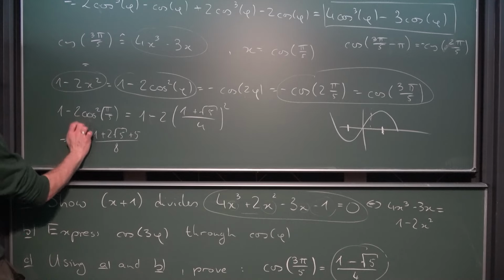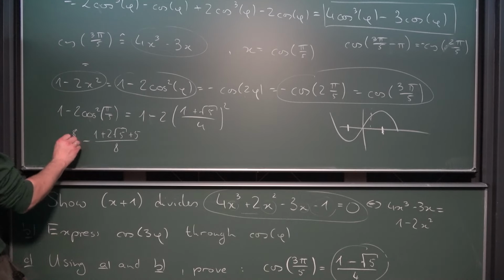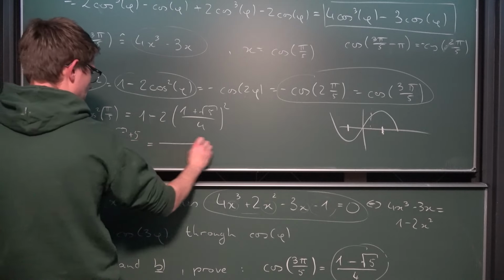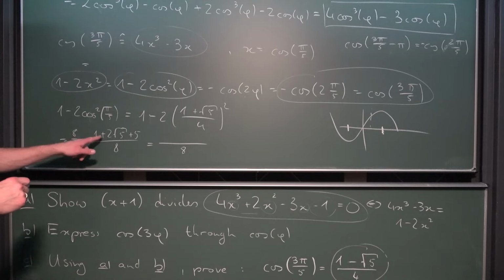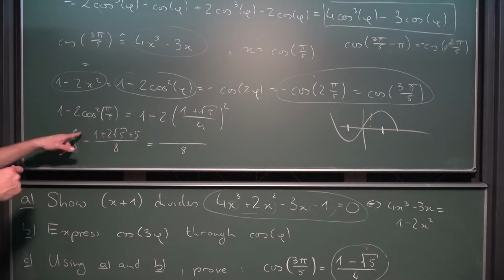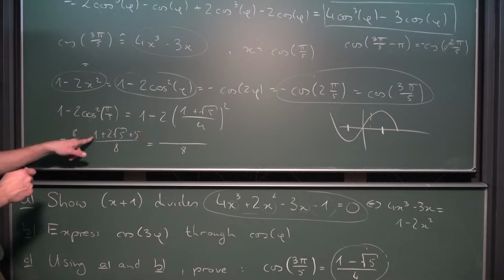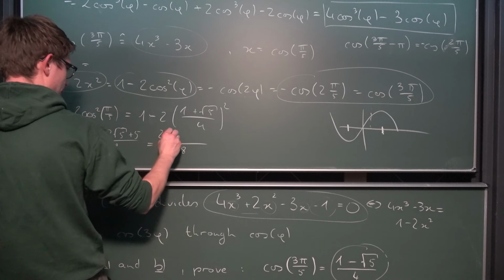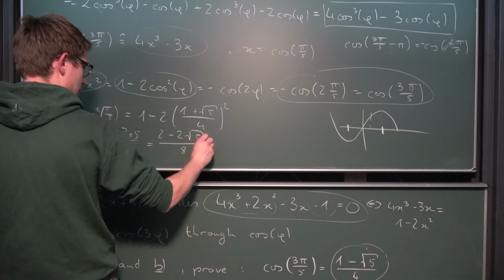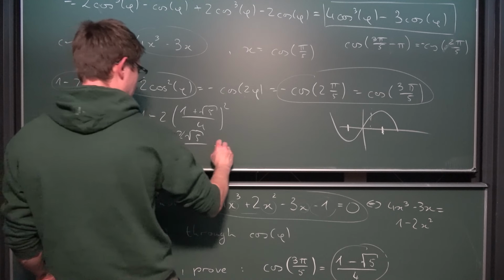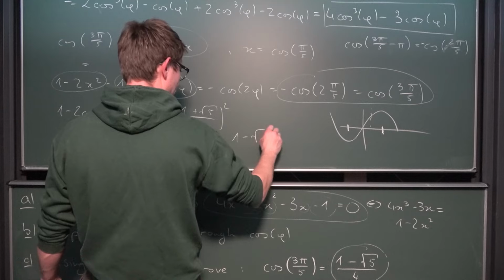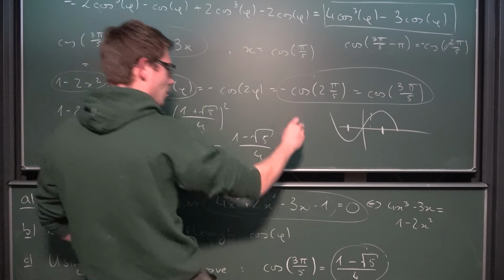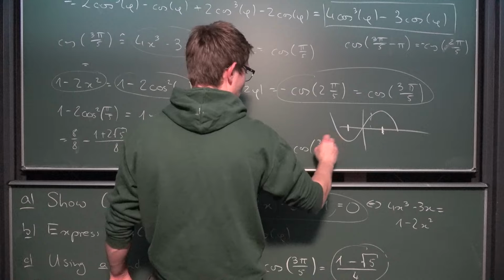This right here is 1, so 8 over 8. This is something over 8. This is negative 3. 8 minus 3 is 5. No, 1 plus 5 is 6. 8 minus 6 is 2. Minus 2 times square root of 5. And taking the 2 out gives us 1 minus the square root of 5 over 4. And this is the cosine of 3 pi over 5.